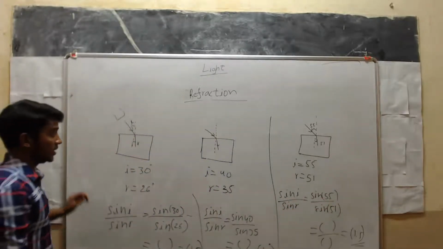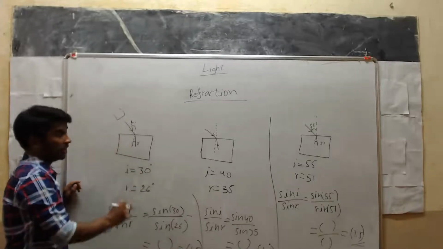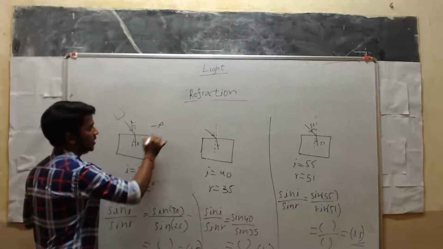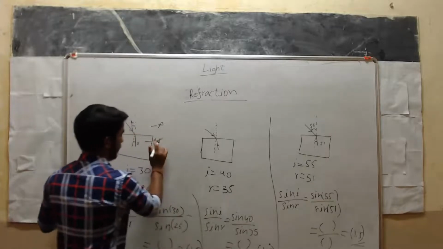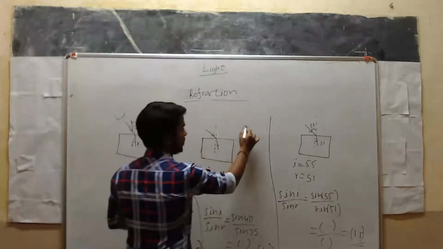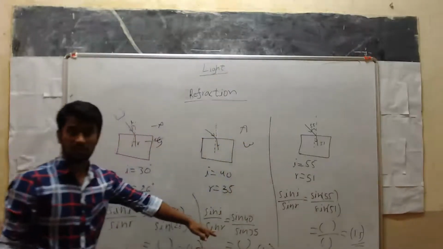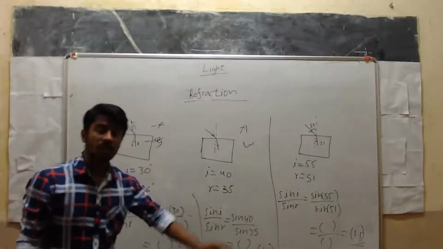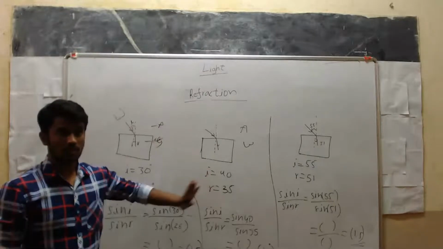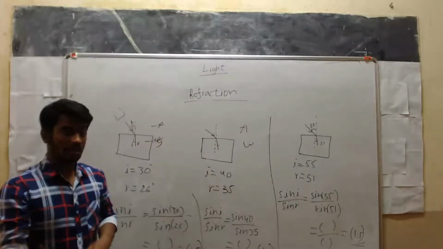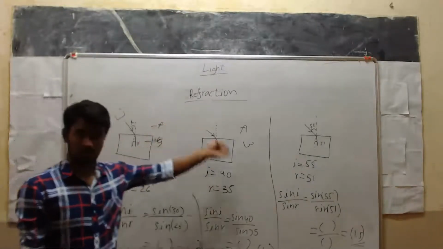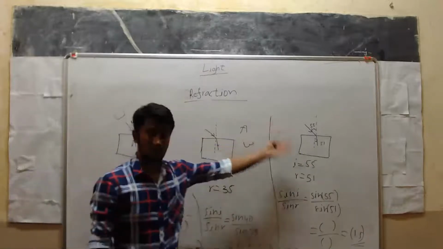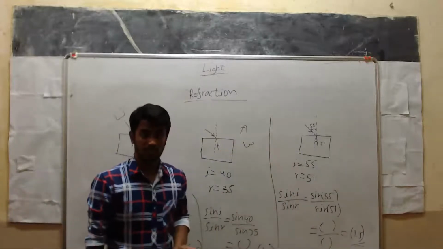Here you have to use the same mediums. Here you are using air and glass. If you use air and water, then you will get a different answer. So you have to use the same mediums and the same source of light. You know, in light also different types are there, right? If you use red light, white light, or yellow light, then the values change.